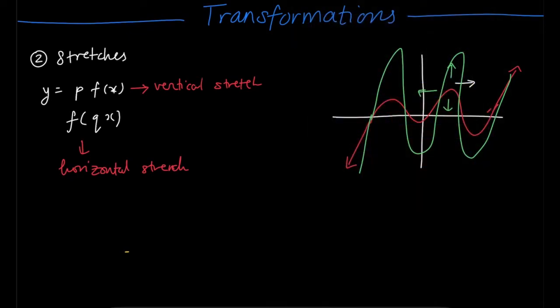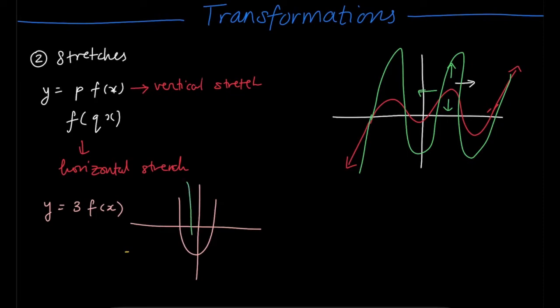So let's say we have y equals 3 times f of x. This means that whatever f of x is will get stretched vertically by a factor of 3. So if this is our function, the new one, it will get stretched by a factor of 3, meaning it will get narrower. So it would kind of be something like this. It would have the same vertex though, because we're not moving that. But this is for vertical.